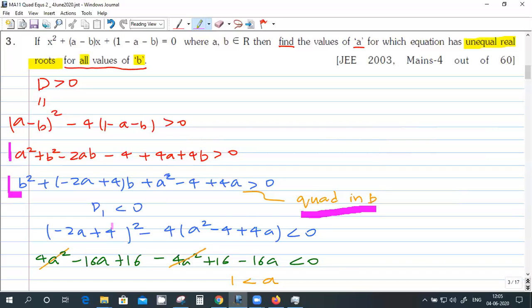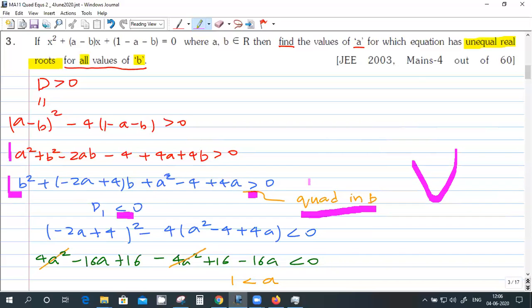If the discriminant is negative, then this thing will be satisfied, always greater than 0. Why will the discriminant be negative? See, the coefficient of B square is positive, no? So the quadratic is U, not inverted U.